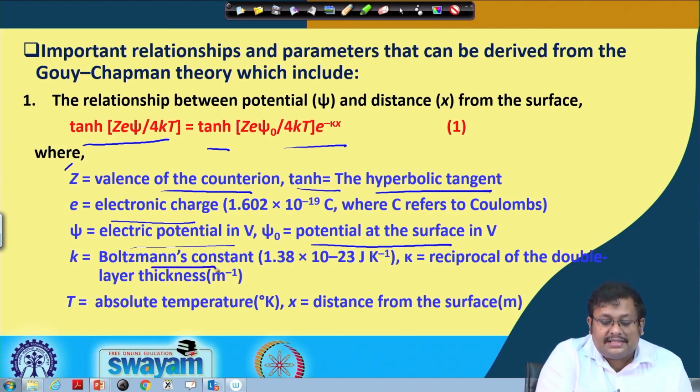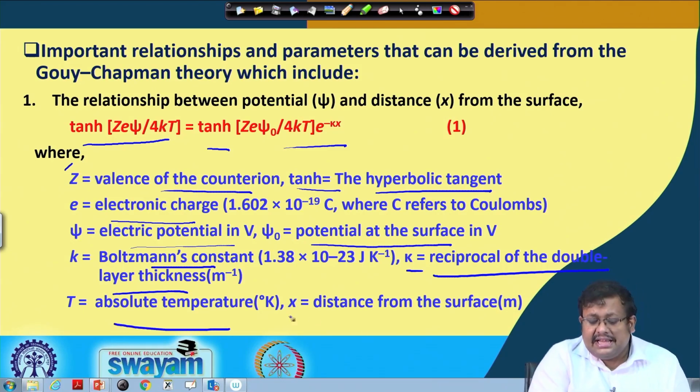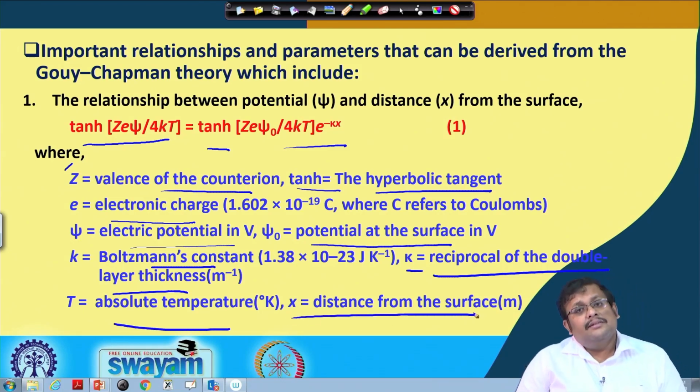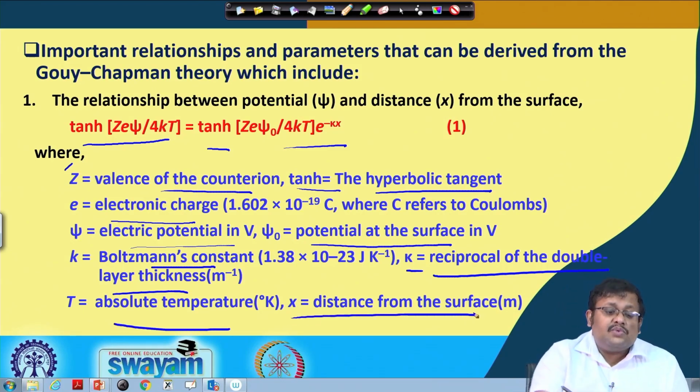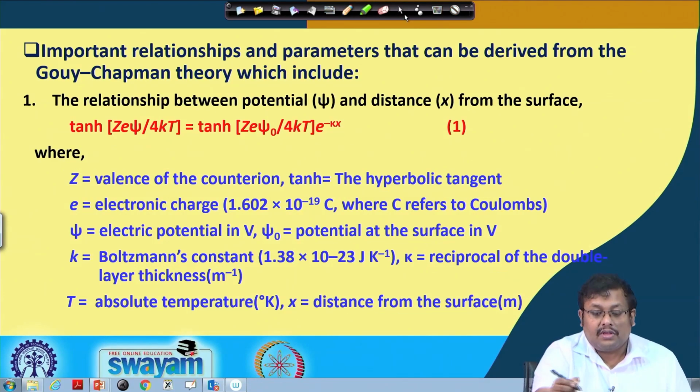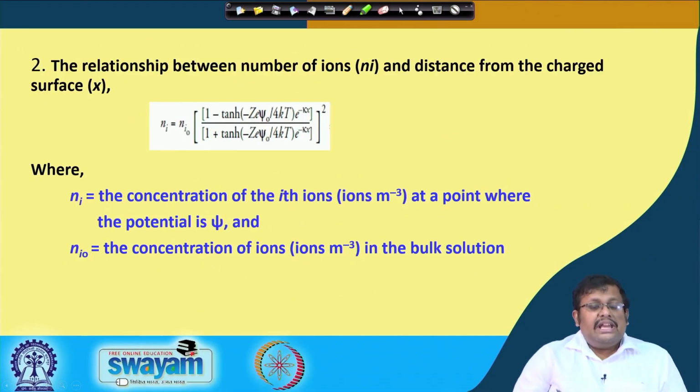k is the Boltzmann constant, and small k is the reciprocal of the double layer thickness in inverse meters, T is absolute temperature, and x is the distance from the surface in meters. So, by using these we can establish the relationship between the potential and the distance from the surface. Now, there is another relationship between the number of ions, denoted by Ni, and the distance from the charged surface.